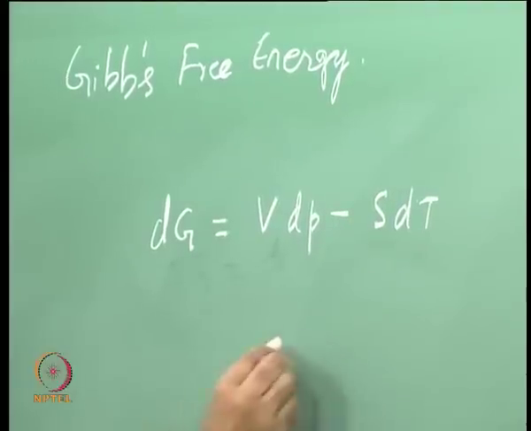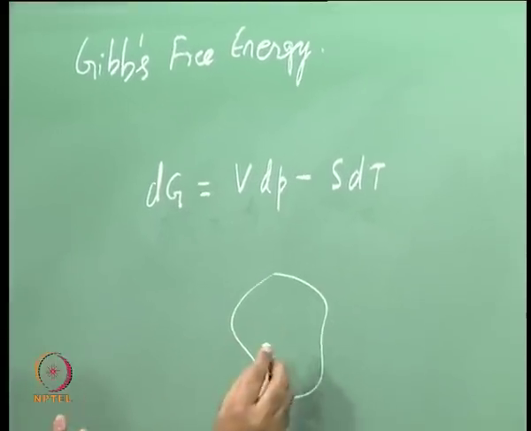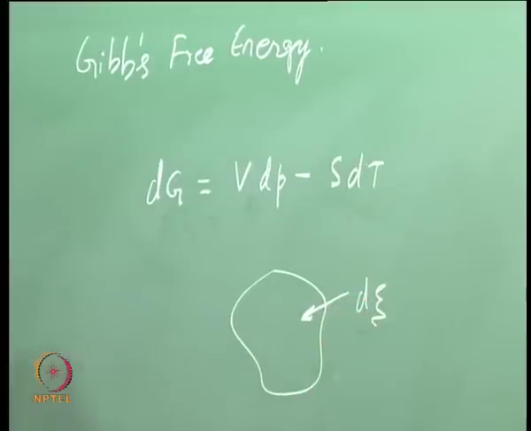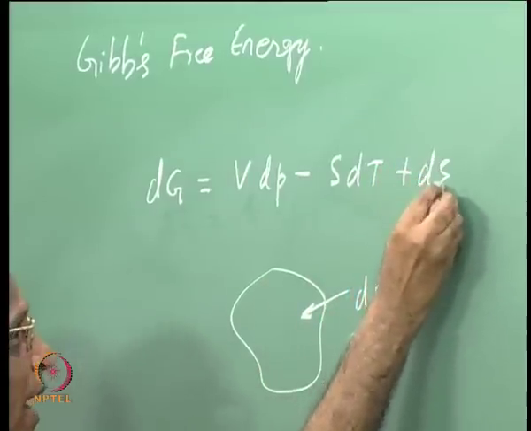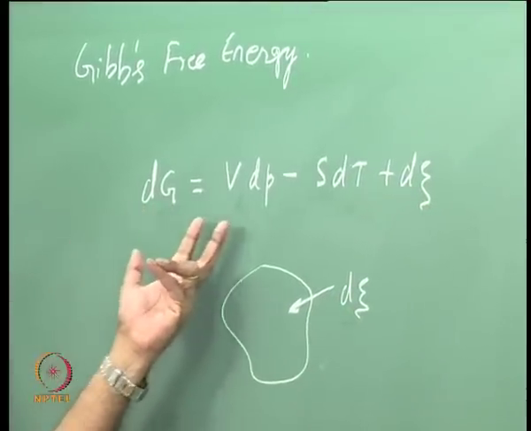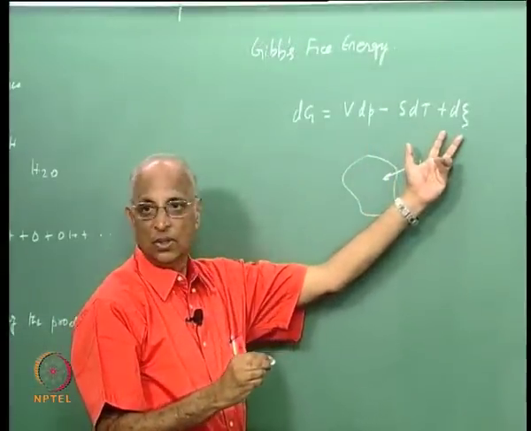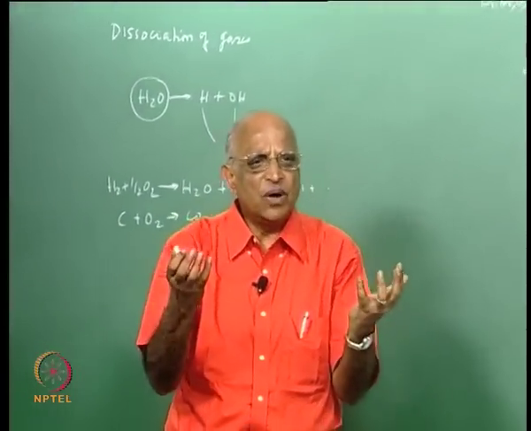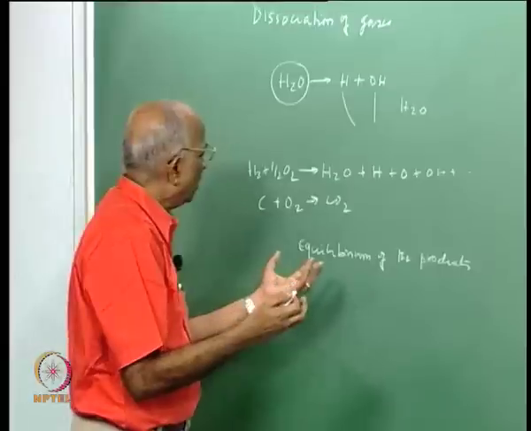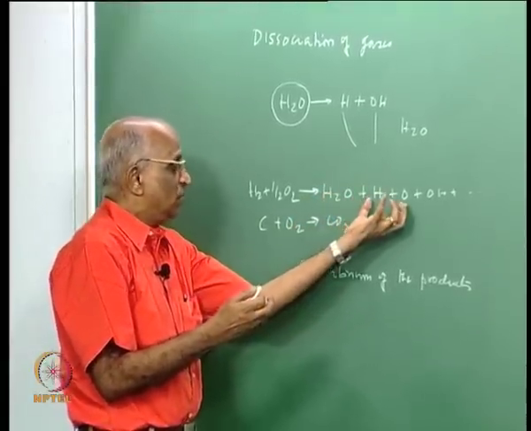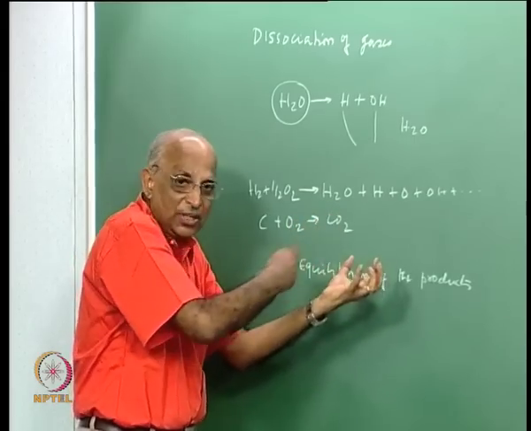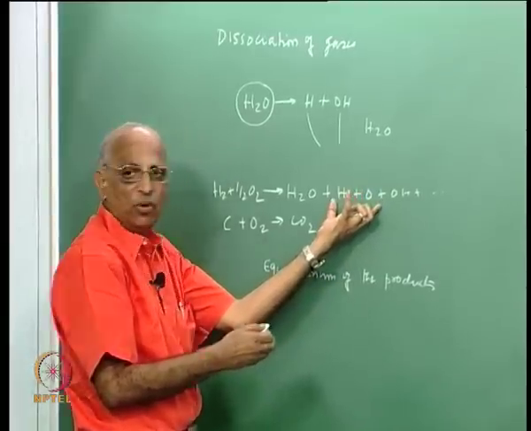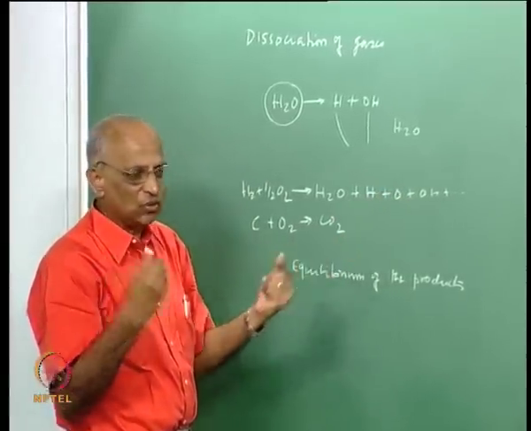Supposing I have a system in which not only does PdV work, but I do some work on the system, and this work was d zeta, then I got the equation as the change in Gibbs free energy is equal to VdP minus SdT plus the incremental non-PdV type of work. And it is this non-PdV type of work that we are looking at. We want to make sure that no net further changes are taking place. I want to find out under equilibrium conditions what is the type of species that I get, and that is what I want to solve.